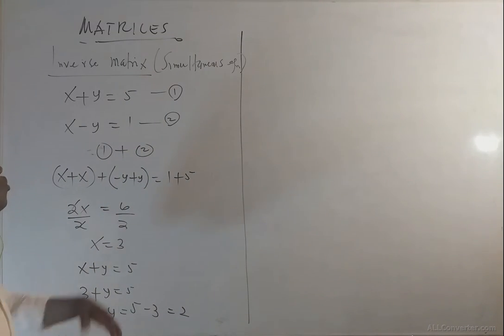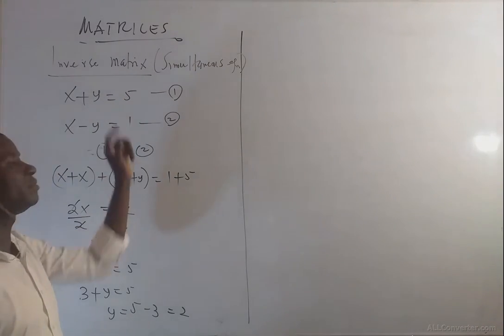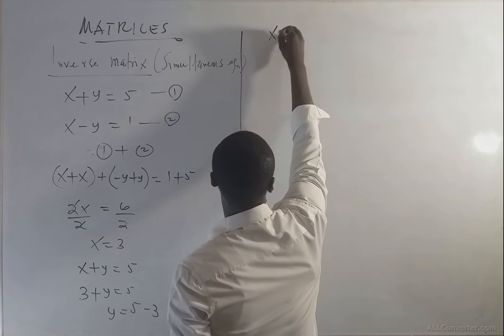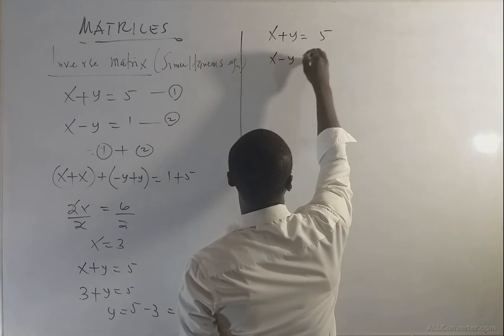Now we are going to look at how to use the inverse matrix, the matrix approach, to solve the same simultaneous equation. And so let's consider the equation again. We have x plus y is equal to 5, then we have x minus y is equal to 1.